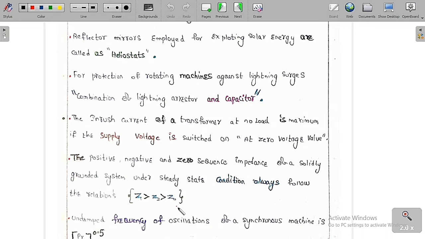So the positive, negative and zero sequence impedance of a solidly grounded system under steady state condition always follows the relation Z1 greater than Z2 greater than Z0. This is a very important point that you always need to understand regarding this.